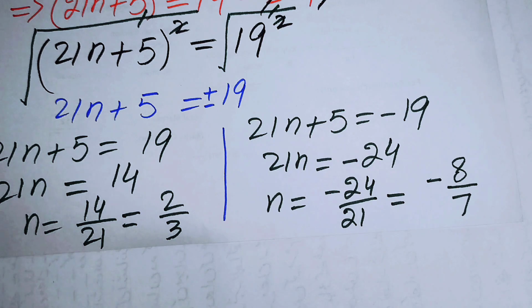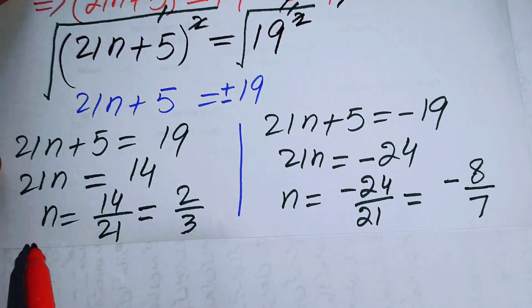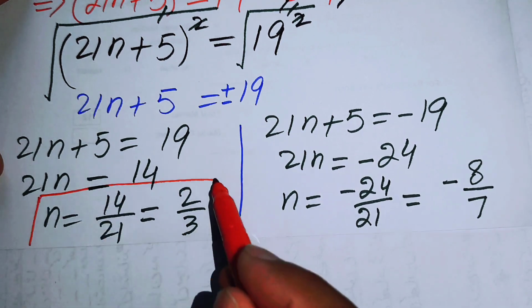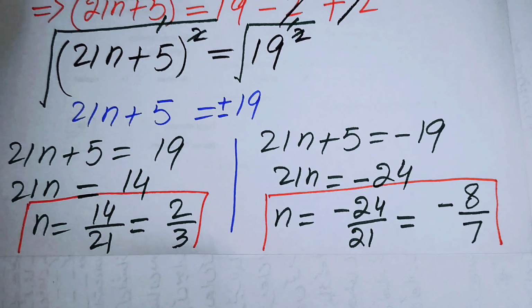So finally we have two solutions of the given question. These are n is equal to 2 over 3 and n is equal to minus 8 over 7, and this is our final answer.